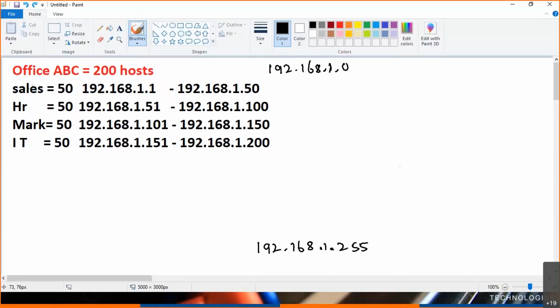VLAN. No. Subnetting. Okay. So we separate all these departments into different networks. That's good. See, now all departments can communicate with each other because all are in the same network. My requirement is that they should not communicate. Then make them into different networks. They don't communicate now. We'll do that.